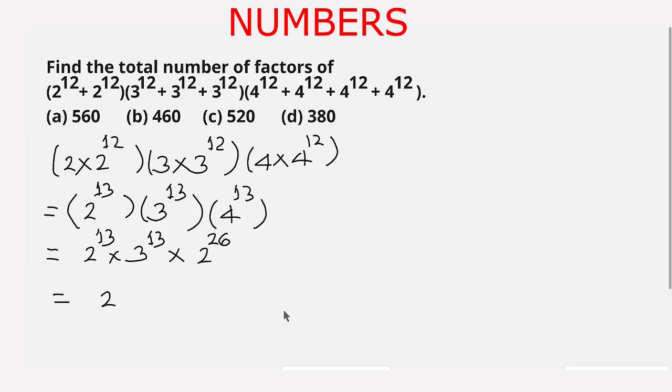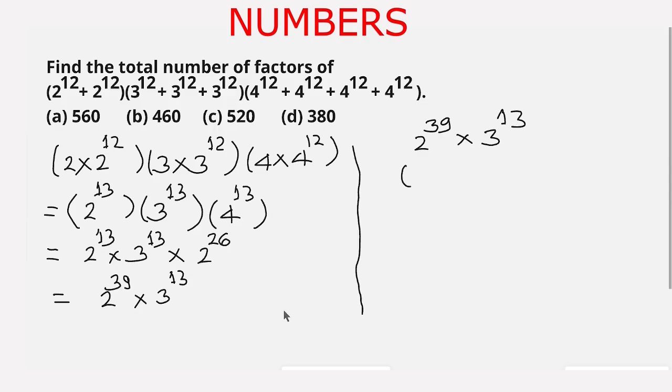We have to add the powers, so it becomes 2 to the power 39 multiplied by 3 to the power 13. Now we have 2 to the power 39 multiplied by 3 to the power 13, and we know that for finding the number of factors we have to add 1 to the power of each prime factor. So the number of factors will be 39 plus 1, as the power of 2 is 39, and 13 plus 1, as the power of 3 is 13.